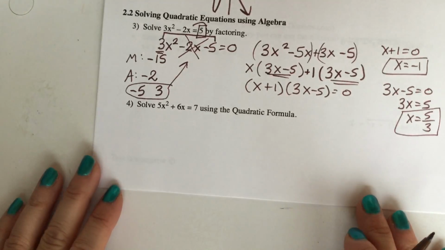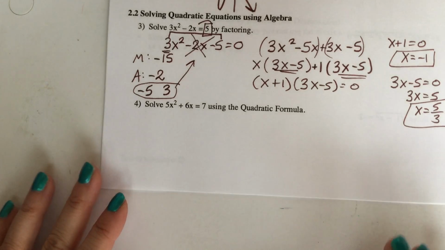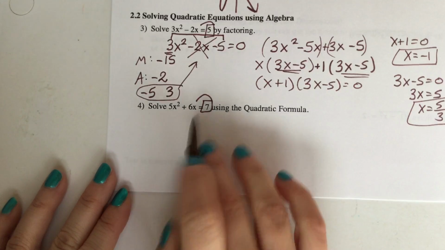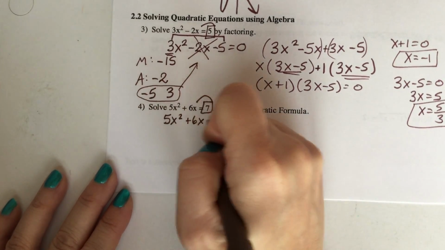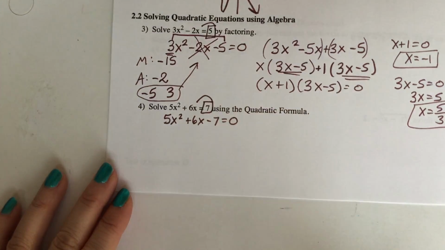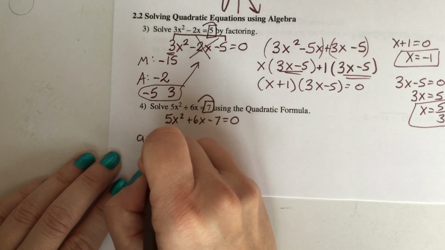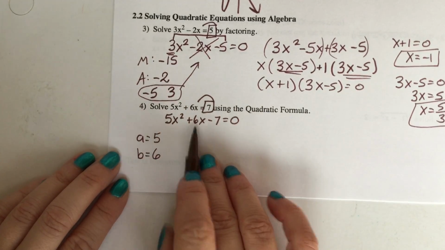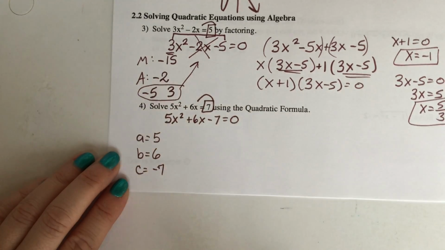Okay, quadratic formula. Same idea as when you're factoring. You want to make sure that it's set equal to 0 and it's in standard form. So step 1, I need to move that 7. 5x squared plus 6x minus 7 equals 0. A is always the value in front of the squared term, so it's a 5. B is always the value in front of the single variable. In this case, it's a 6. C is your constant at the end.